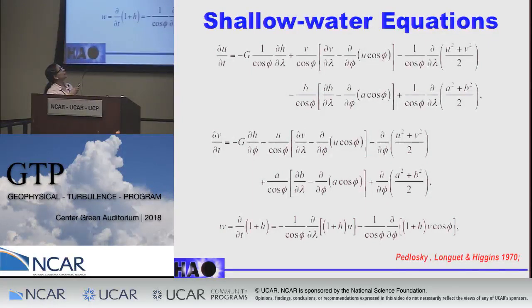But due to MHD, the modified part is these magnetic terms. Here U is the longitudinal velocity, V is the latitudinal velocity. Similarly, A and B are the longitudinal and latitudinal components of the magnetic field. And H is the top surface deformation, which is above the tachocline thickness, I mean on top of the capital H.